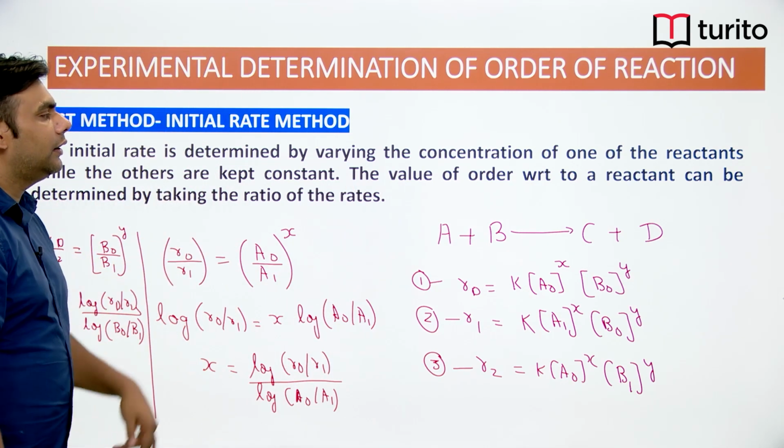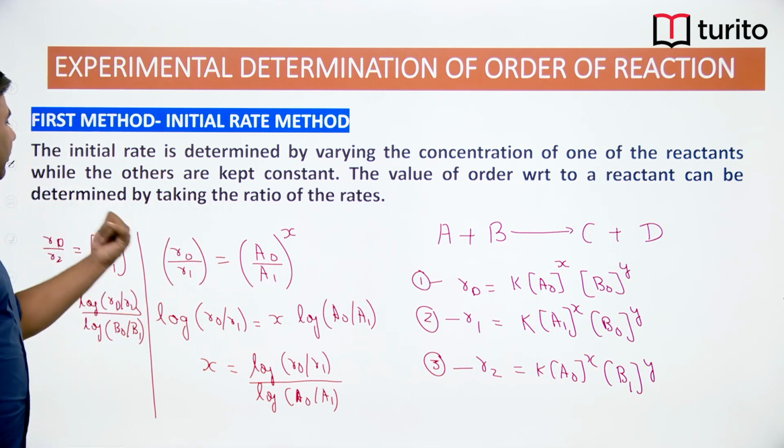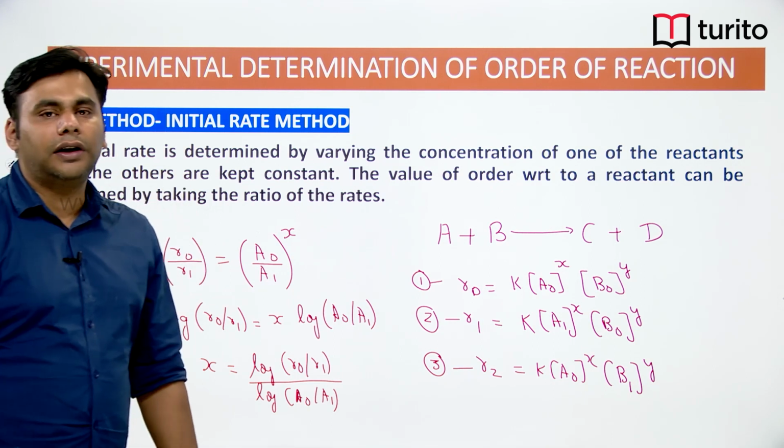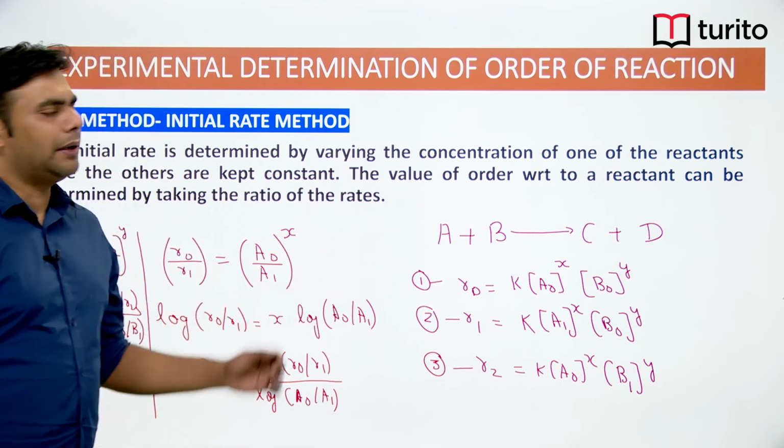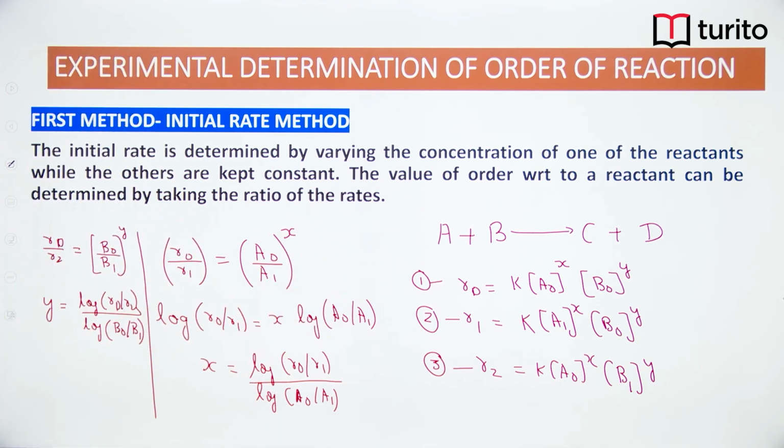So the order with respect to a reactant can be determined by taking the ratio of the rates. I hope this is clear to you. We'll explain it through some examples as well. So just write it down.